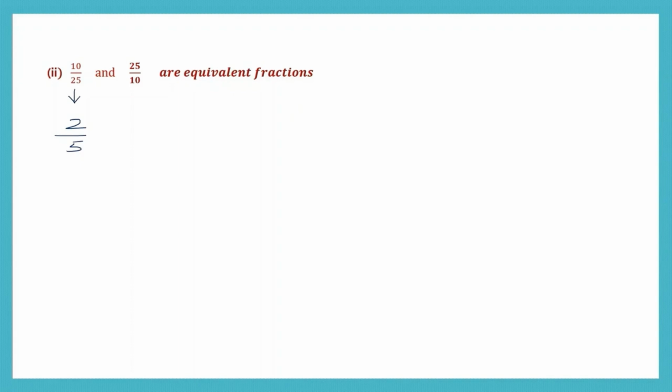Let's take the other one, 25 by 10. Let's divide both by a common factor. And the common factor here is 5. So now let's reduce 5 into what is 25. 5 fives are 25 and 5 twos are 10. So here, this fraction, when we reduce to the lowest term, what did we get? We got 5 by 2.